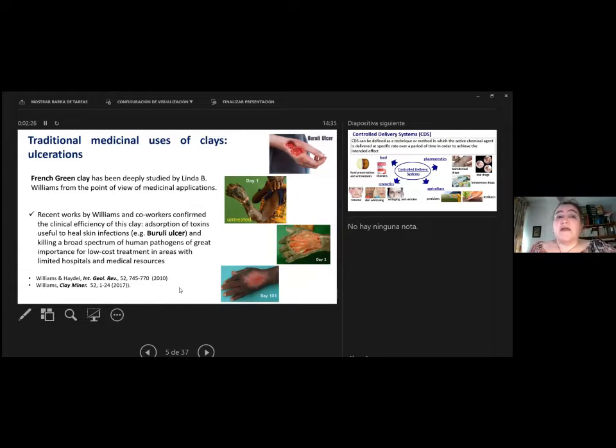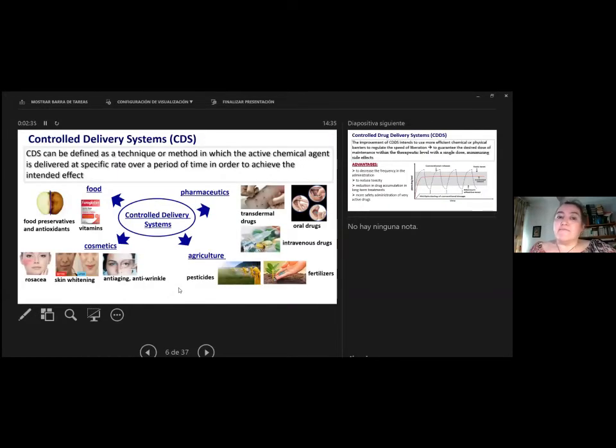But sometimes it is also possible to use the clay or other materials in which we could put also an active principle that can be important to deliver these properties of activity against whatever microorganism we want to treat. So these are the so-called typical controlled delivery systems in which we can use this type of system for applications in food, in agriculture, but also in cosmetics and in pharmaceutics. That is the part I will introduce today.